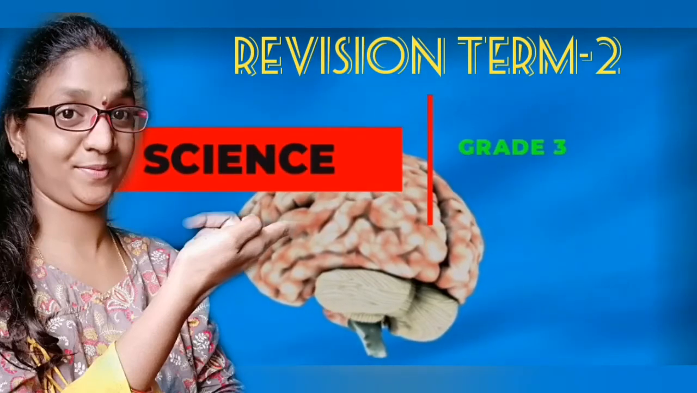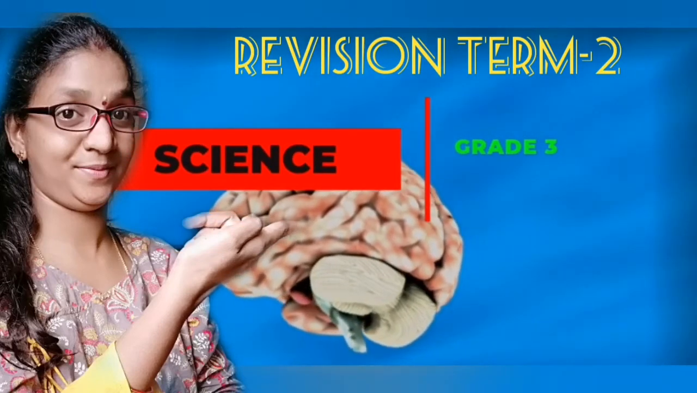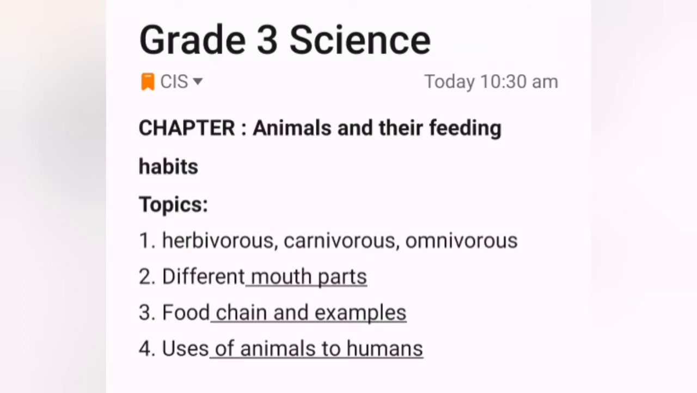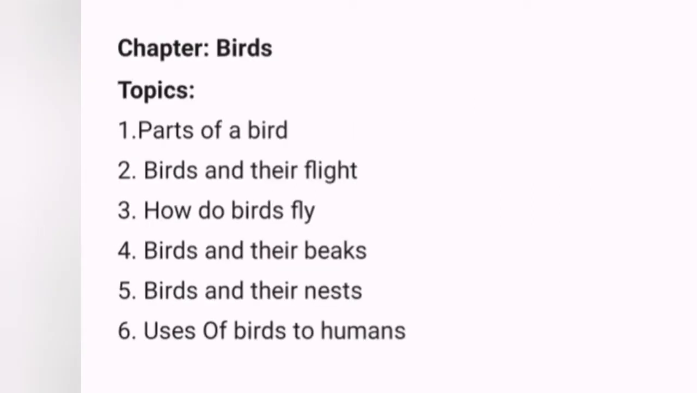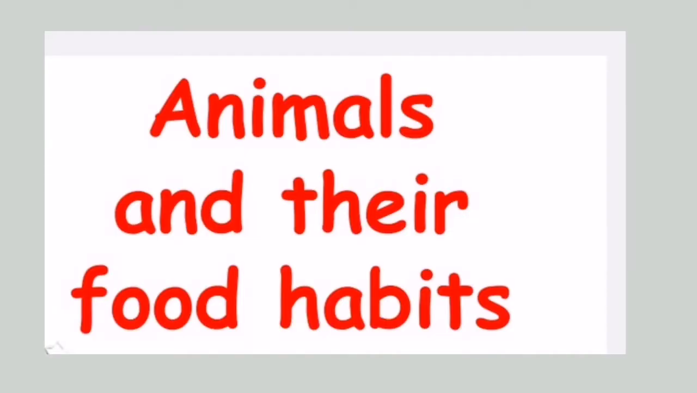Children, today is revision of science for grade 3. This is the syllabus we are following: animals and their feeding habits, and the next chapter is birds. First, let us see animals and their feeding habits.